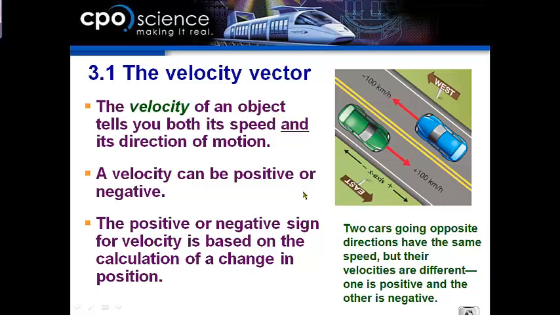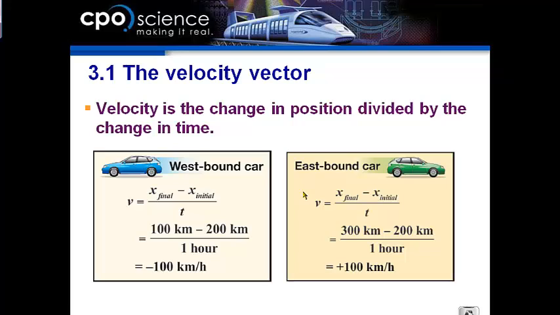I know what you're thinking. You're thinking, well, how do I know if the velocity is positive or negative? Well, it's based on the origin. So if an object starts at 0 and you go away from the origin, you would have a positive velocity. If you go back towards the origin, you would have a negative velocity. So away from the origin is a positive velocity, back toward the origin is a negative velocity.